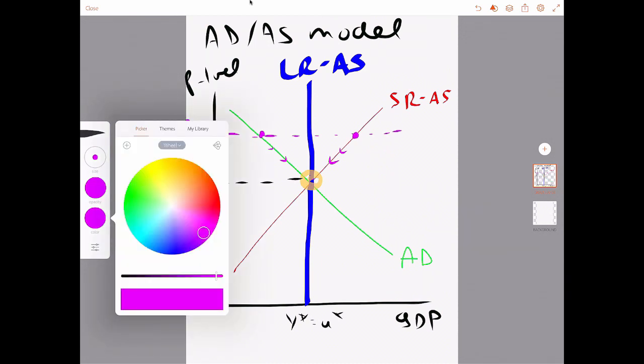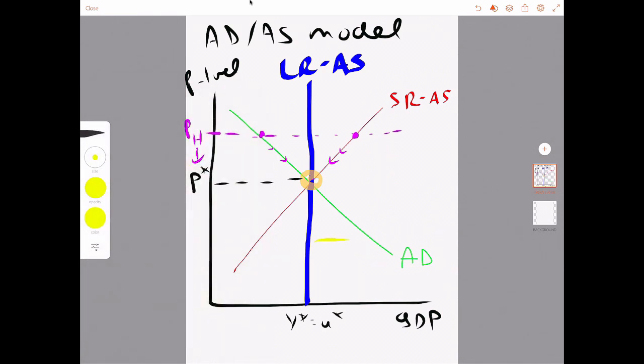Similarly, if we are at a price that is too low, let's go with this. If we're down here and the price is too low, then the quantity supplied is less than the quantity demanded and there's a shortage. And that's going to put upward pressure on price to move us along the respective curves until we get back to equilibrium.